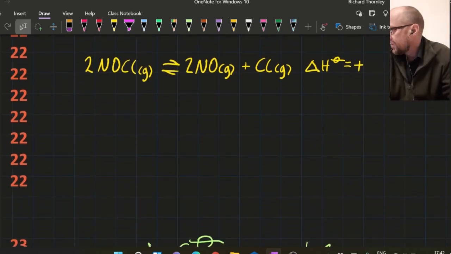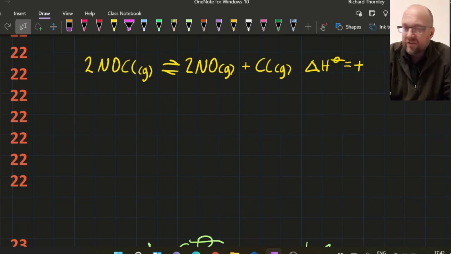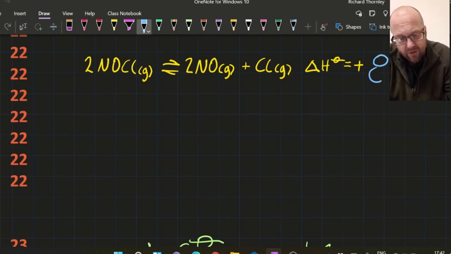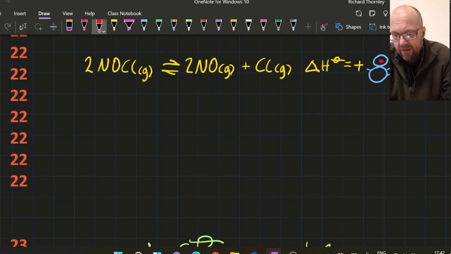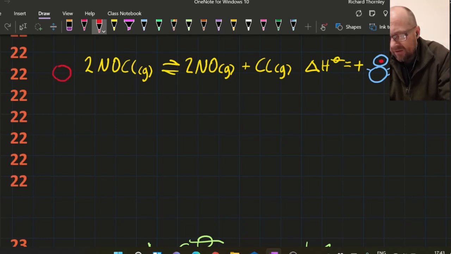22, equilibrium. Le Chatelier's principle for a system in equilibrium: when it's stressed, it shifts to oppose the stress. This is endothermic, so I like to think it's kind of cold. There's a snowman there. And over here, it's exothermic. This little devil, it's hot over there.